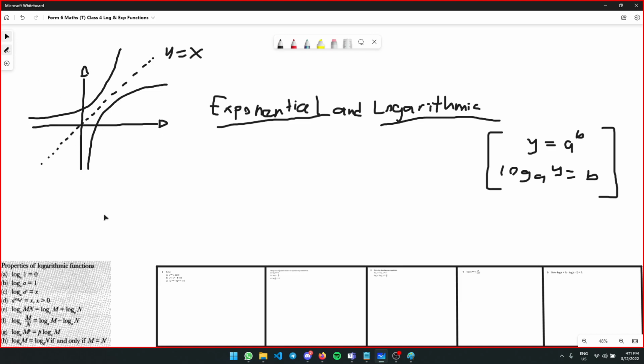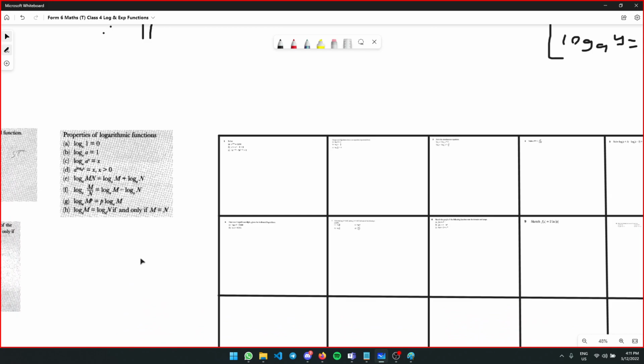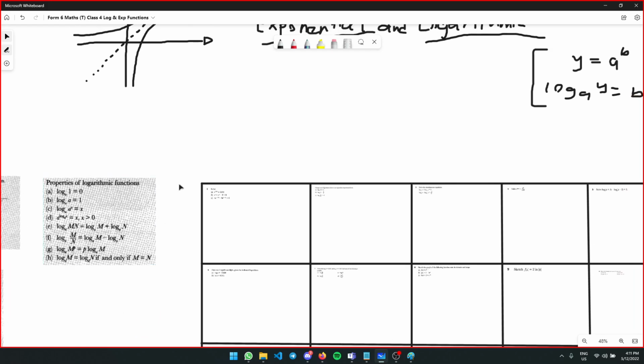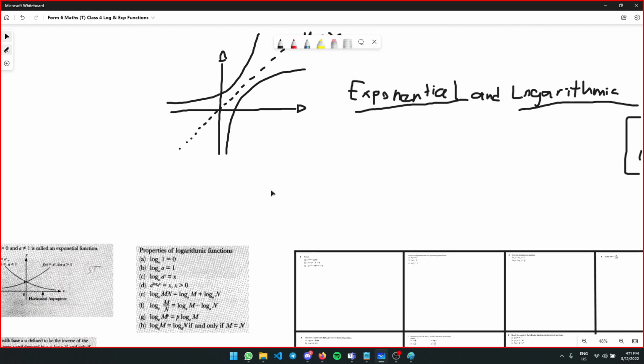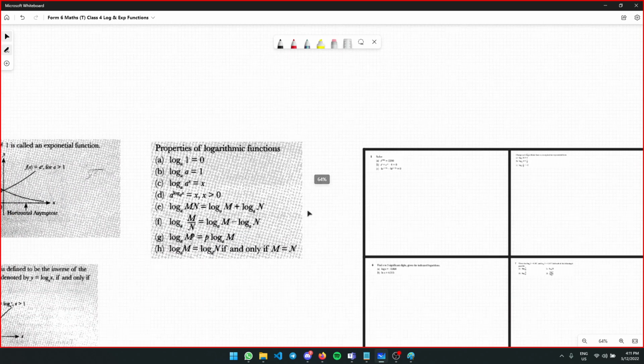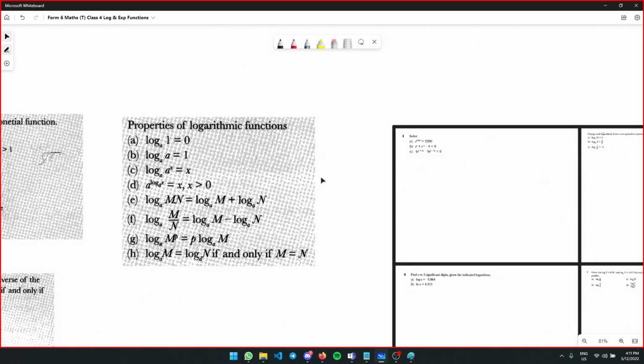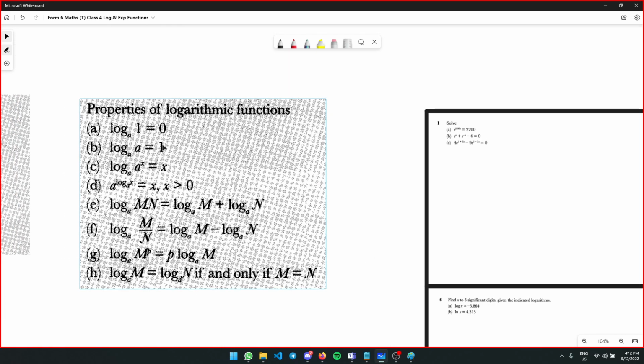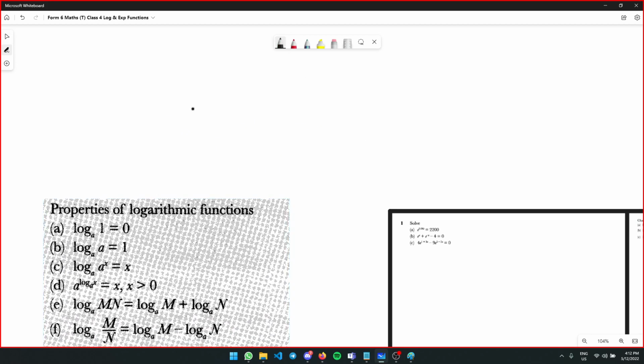This chapter isn't really a hard chapter per se, but it is a tricky chapter because knowing the log functions is really important going forward. Let's go through some of the ones that you might have forgotten. The most important ones are these: log a of 1 equals 0. Anything to the power of 0 always equals 1. That's the meaning behind this. 10 to the power of 0 equals 1. Basically anything to the power of 0 will equal 1.